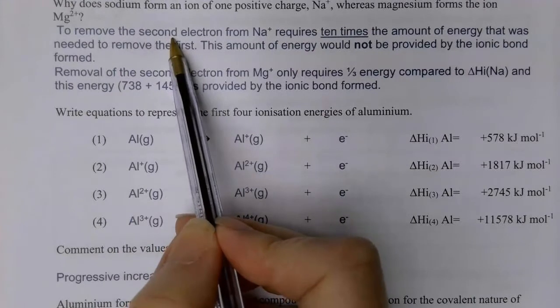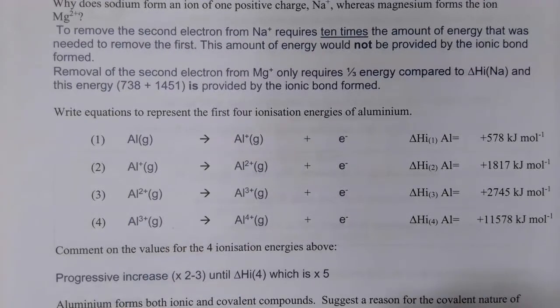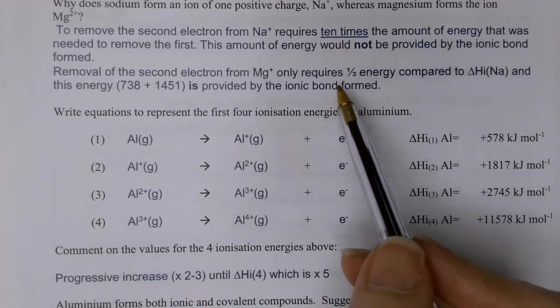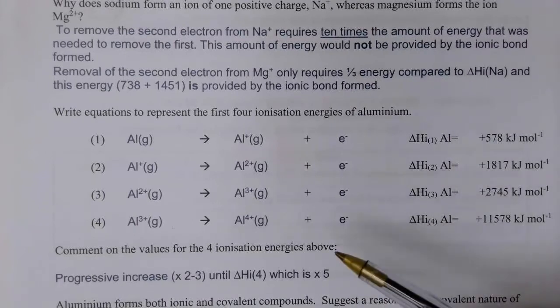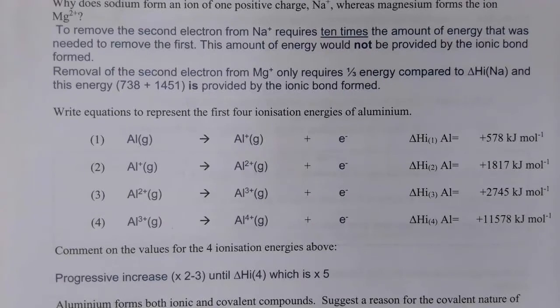So to remove that second electron from the sodium ion requires a huge amount of energy. Remember, this is always an endothermic reaction. We get the energy back by forming ionic bonds, but that amount of energy is so large it would not be compensated for by the ionic bond that could be formed. However, the second ionization energy of magnesium only requires a much smaller amount of energy compared to sodium. And that would be provided by the ionic bond that could be formed with the magnesium 2+ ion.